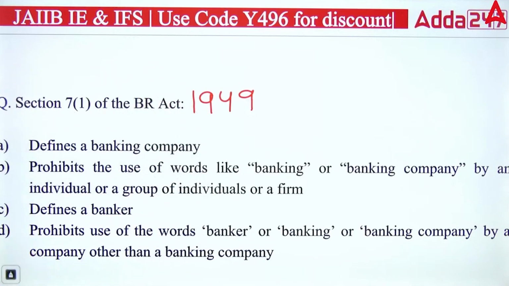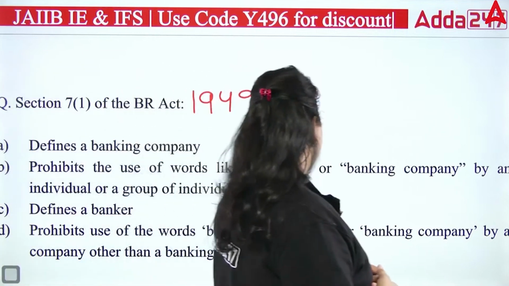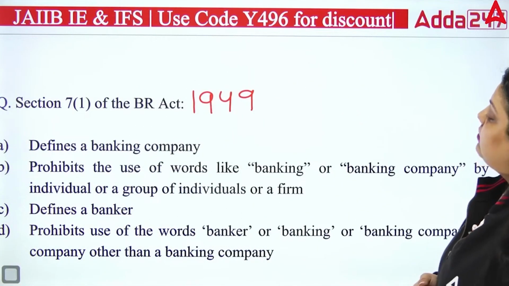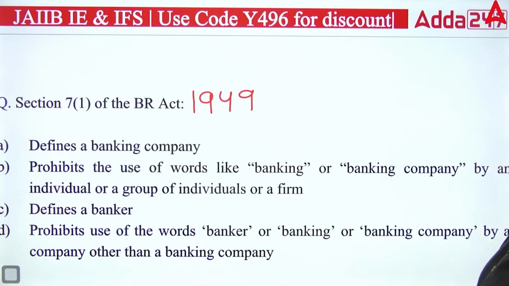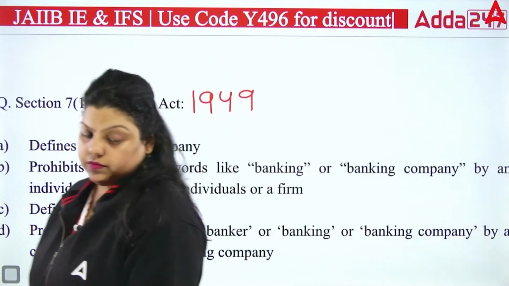Now, next, section 7(1) of Banking Regulation Act 1949 defines which of the following concept? First, defines a banking company. Second, prohibits the use of words like banking, banking company by an individual or a group of individuals or a firm. Third, defines a banker. Fourth, prohibits use of the word banker or banking company by a company other than a banking company. So section 7(1) of Banking Regulation Act 1949 talks about which of the following? A, B, C or D?